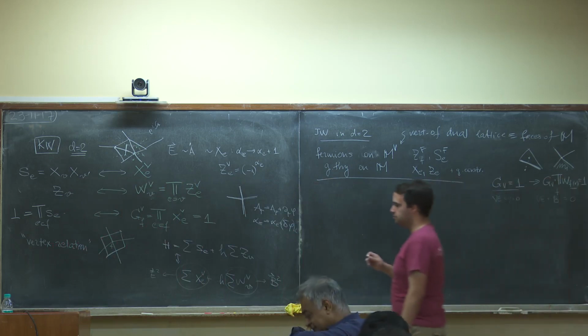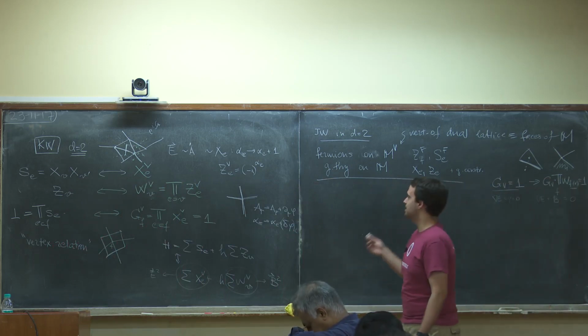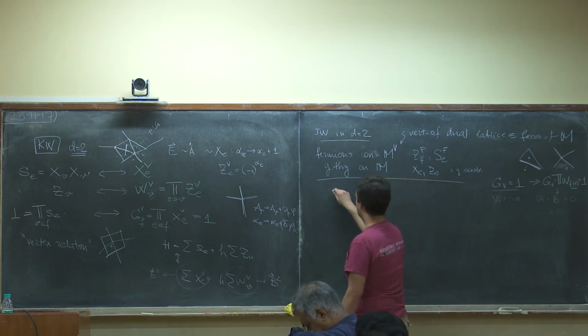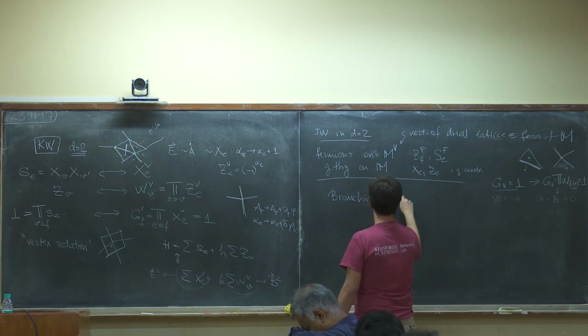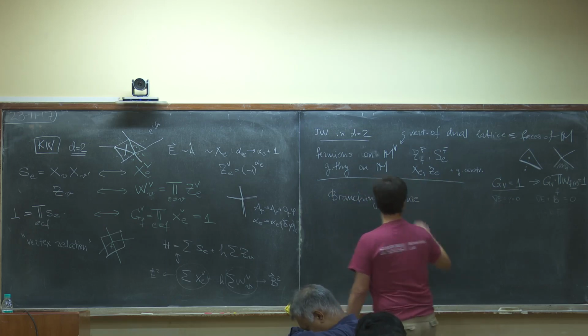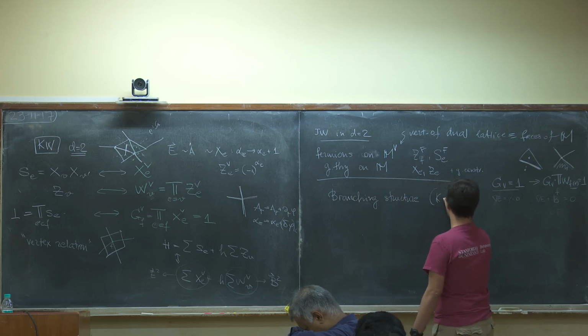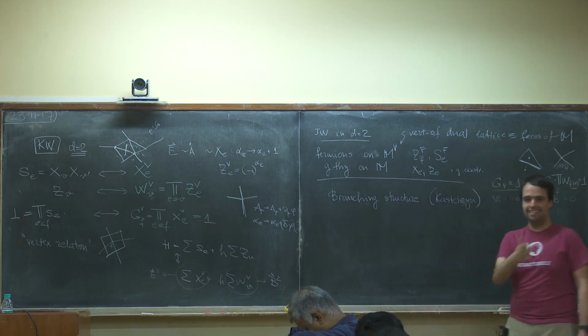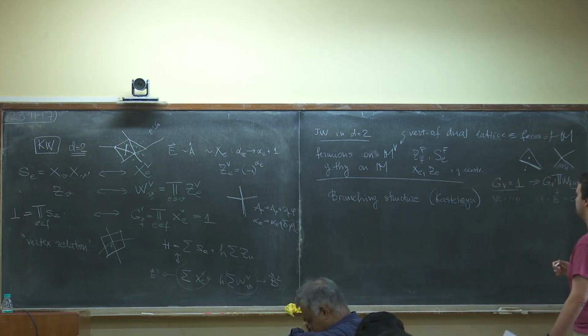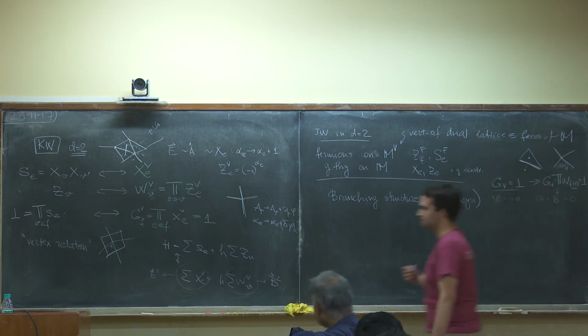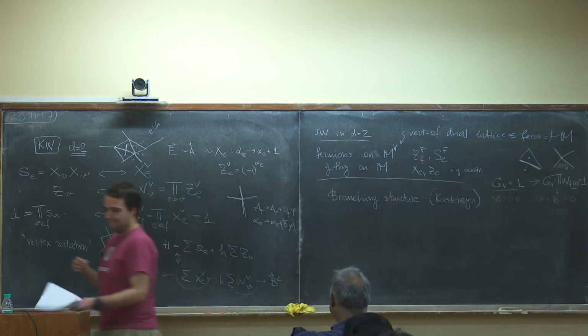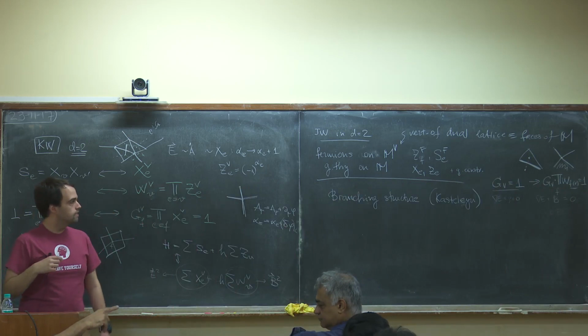This is why it's useful to think about triangulations, because that's where it's actually simplest to explain. So I will introduce the concept of a branching structure, which is also called Kasteleyn structure. This is something that people in statistical physics and integrable systems have known since the 60s.